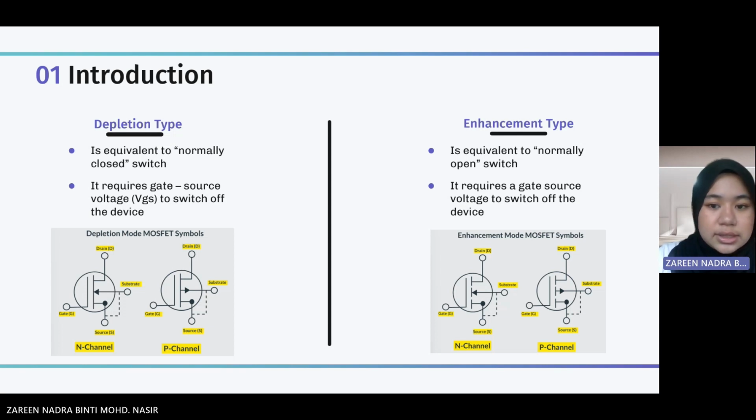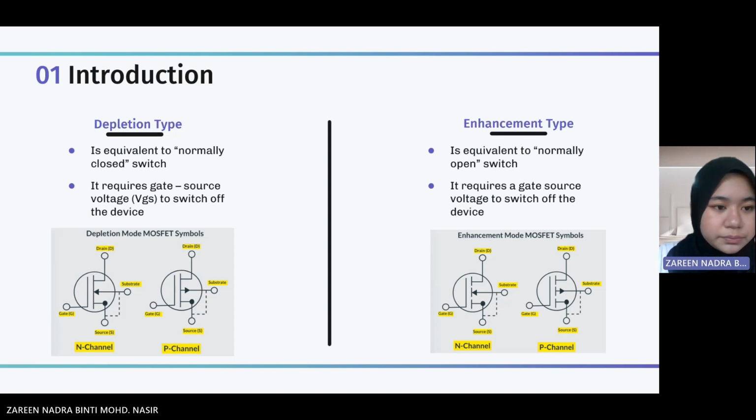The next one is the enhancement type. The enhancement mode MOSFET is equivalent to a normally open switch, which requires a gate source voltage to switch on the device. Shown here is its symbol. We can observe that there is a broken line connected from the drain to the source, and the same happens to the P channel.